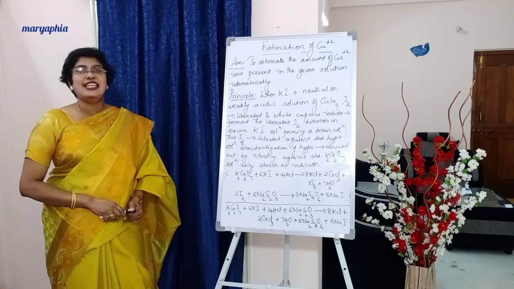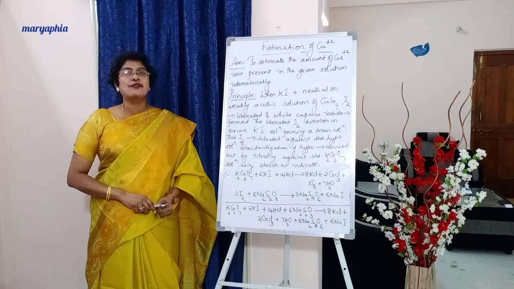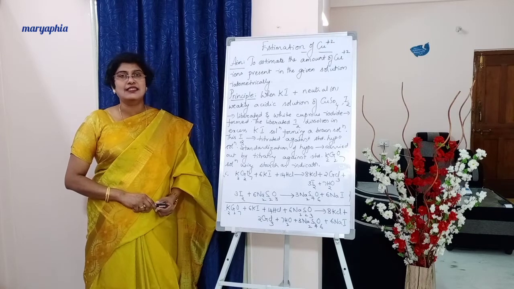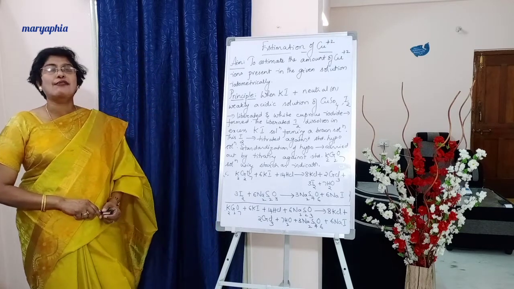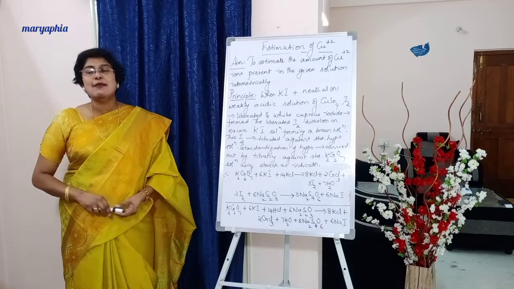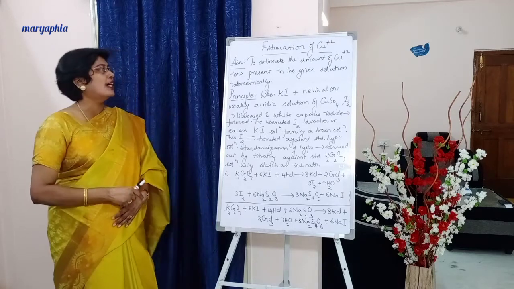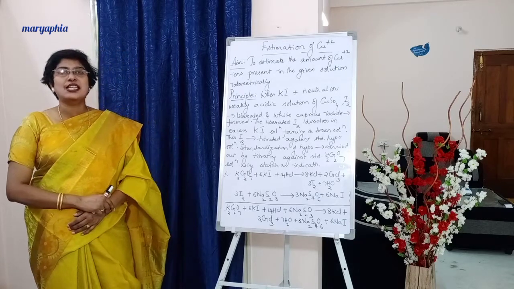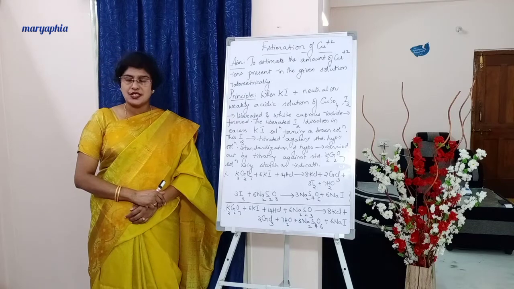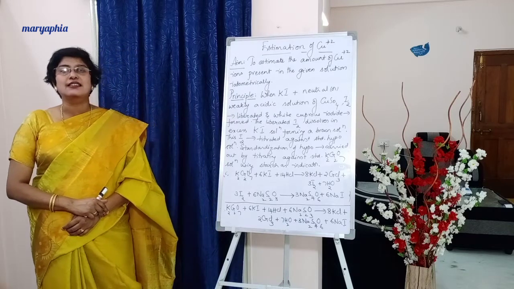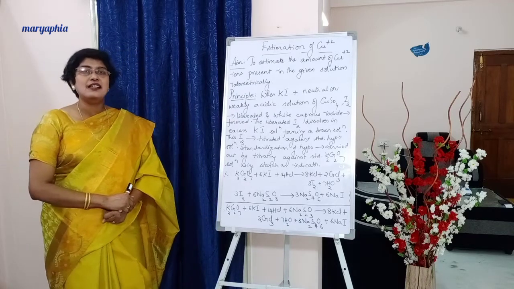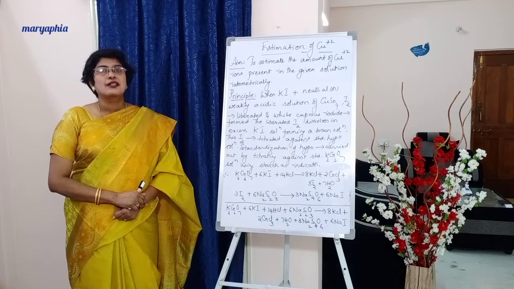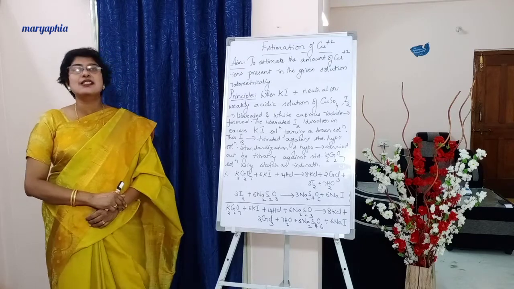Generally we begin with the aim of the experiment. Put the side heading aim and please underline. To estimate the amount of Cu+2 ions present in the given solution iodometrically. Full stop. Next comes principle.